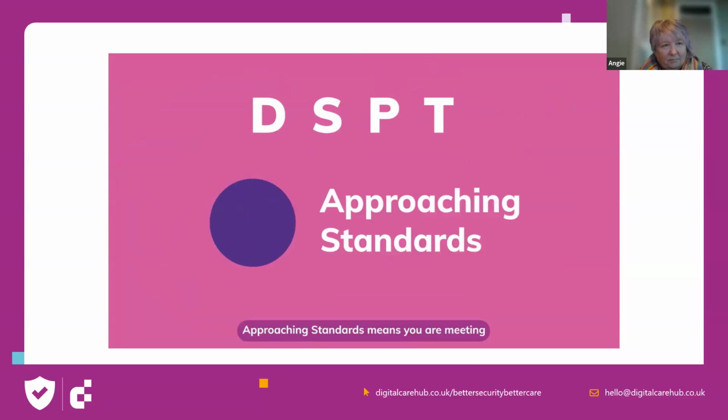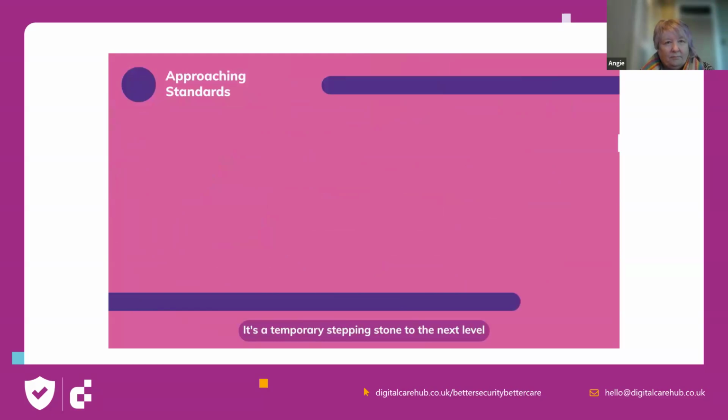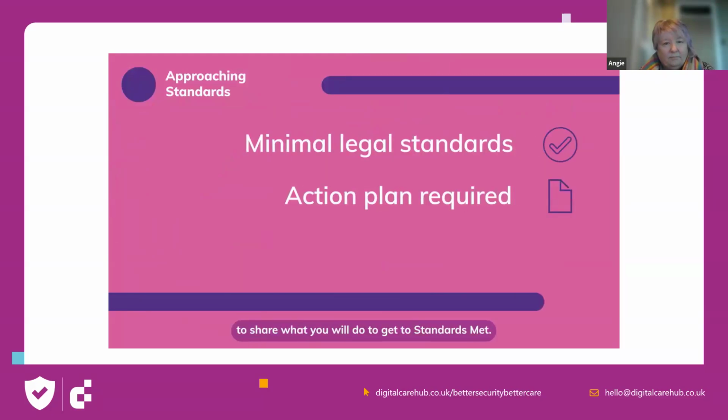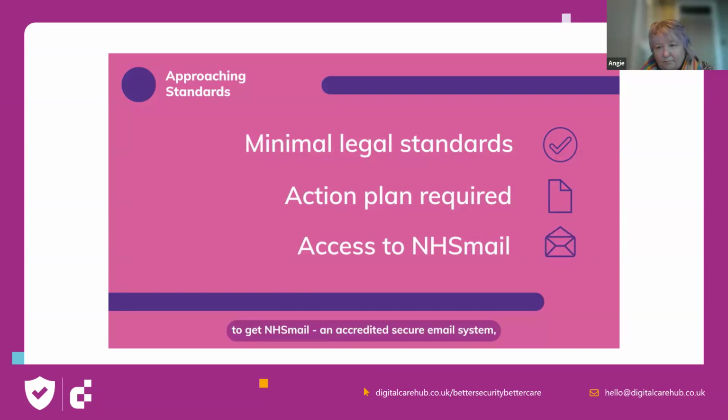Approaching standards means you are meeting minimum legal standards. It's a temporary stepping stone to the next level, and you will need to produce an action plan to show what you will do to get standards met. Approaching standards also enables you to get NHS mail, an accredited secure email system which helps you to share confidential information with local authority, NHS and other colleagues.